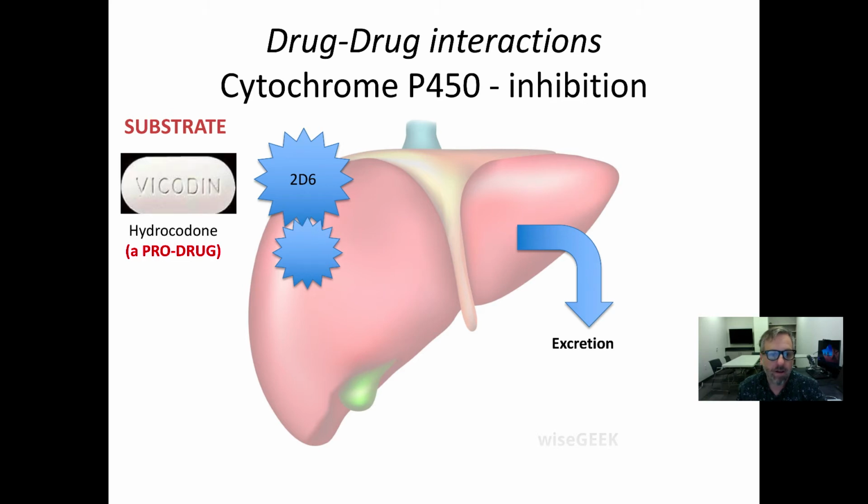So let's take another look at this. Let's take the example of a very common medication, hydrocodone, Vicodin. Now, hydrocodone is a prodrug for hydromorphone. So it goes through the 2D6 pathway and it becomes hydromorphone, which is more commonly known as Dilaudid. That results in pain relief and then it's excreted from the body.